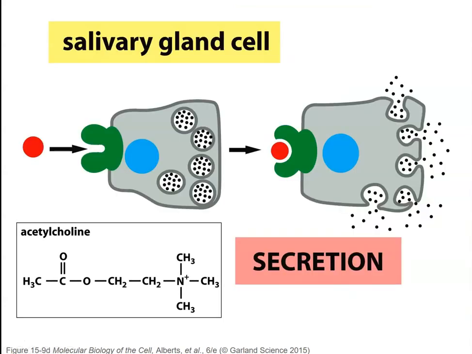Or for a salivary gland, that same acetylcholine will bind to its receptor and cause the secretion of salivary enzymes that will help digest our food. So same ligand, but different cells, different receptors, and different ways of the cellular machinery integrating and interpreting the signal that it's receiving.